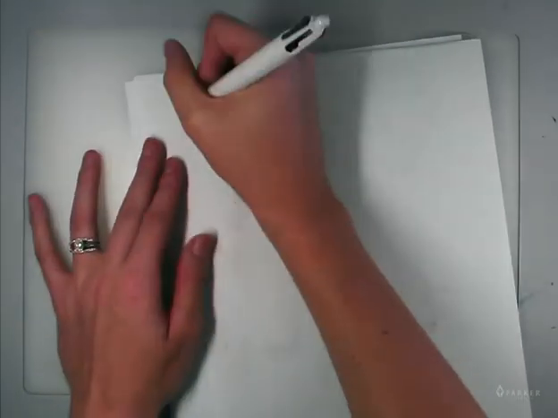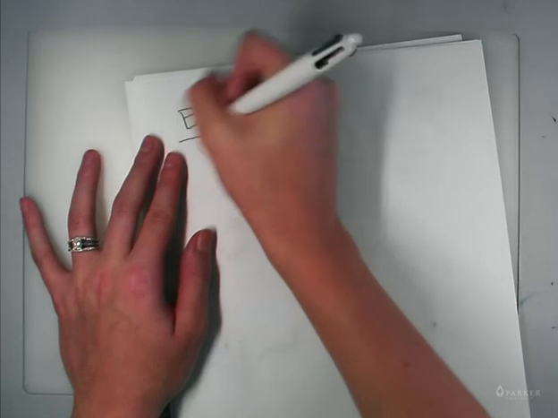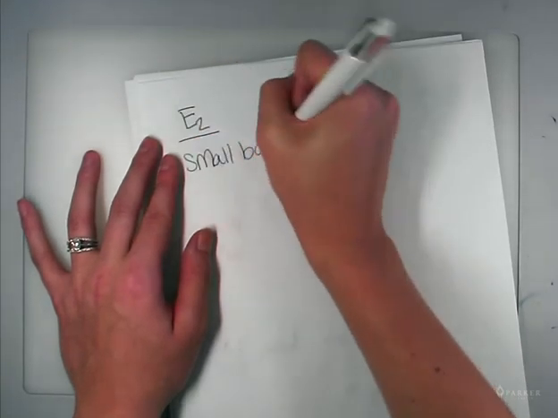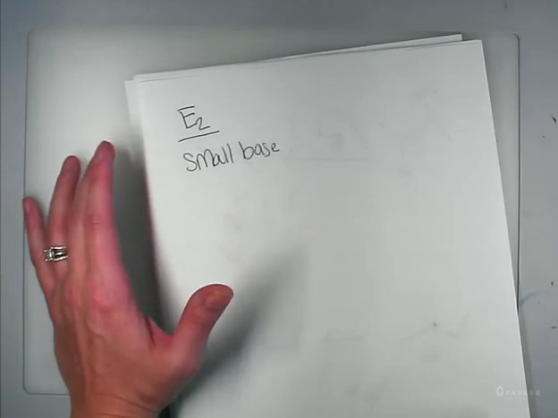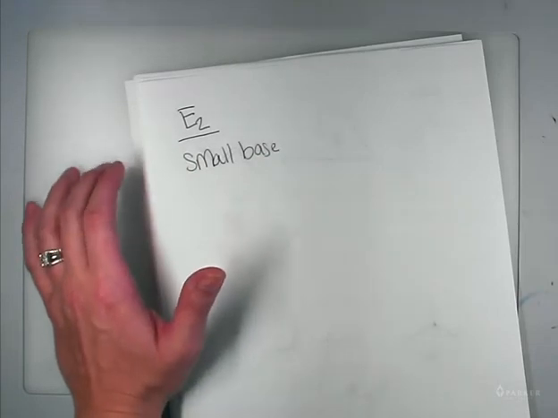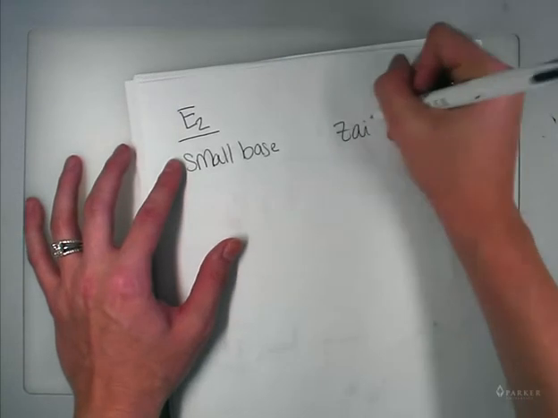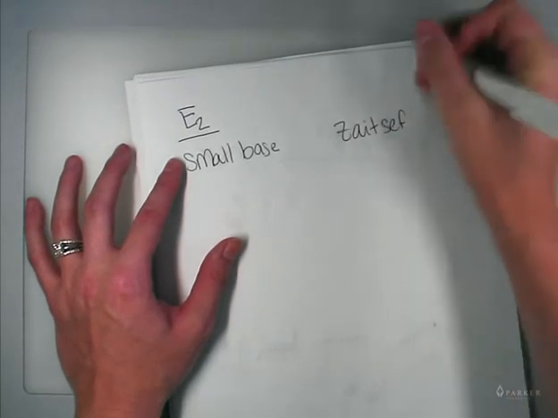So, anytime, here's a summary for that one. For E2, if I have a small base, which product do I form? Zaitsev? Yeah. Which is what? The least or most stable?